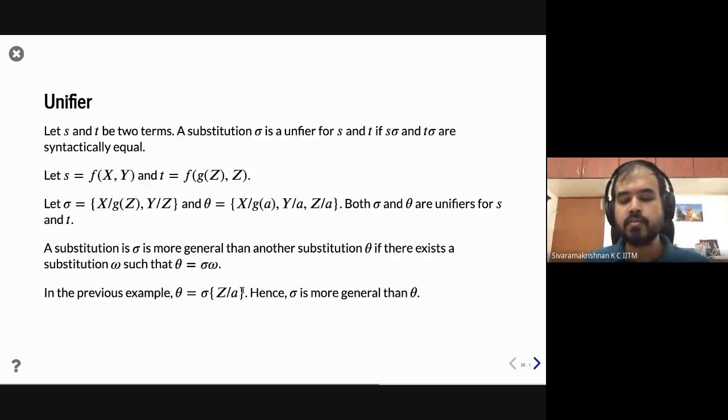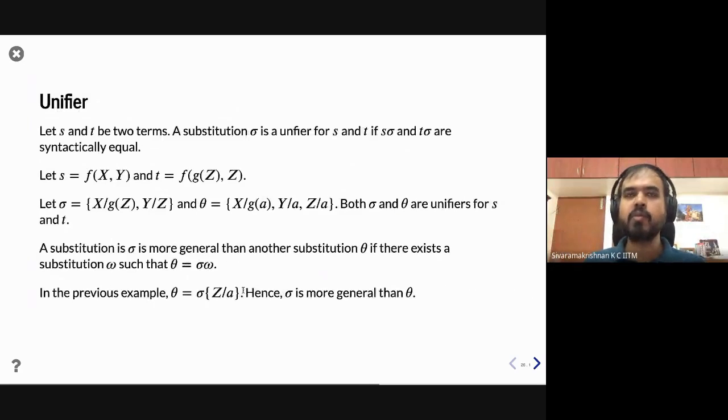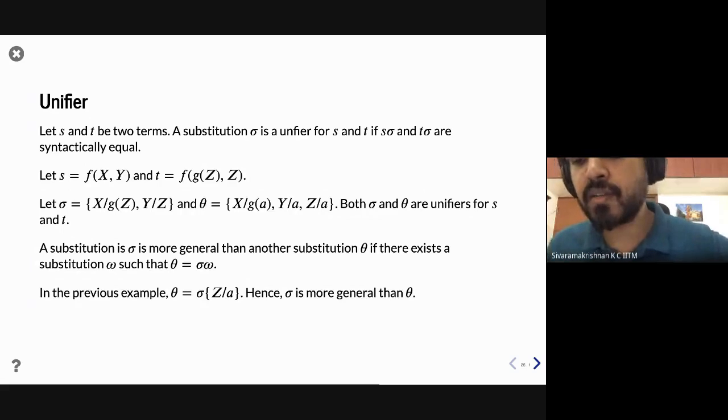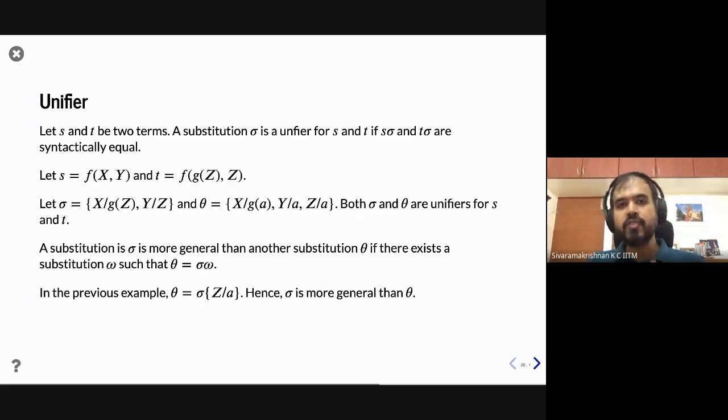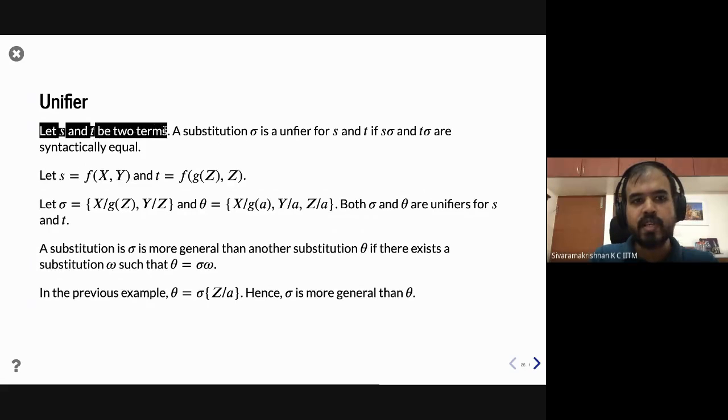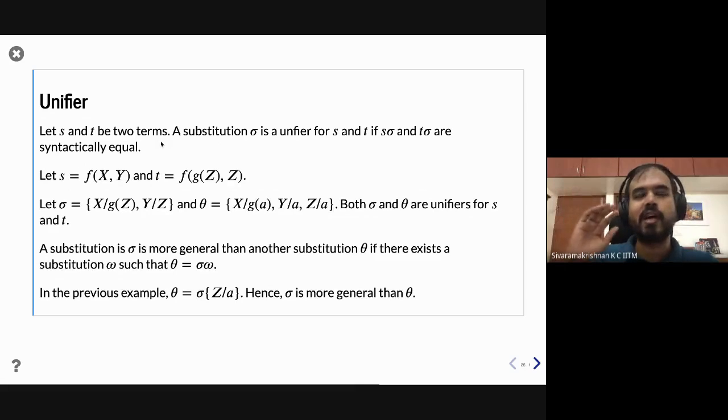Okay, so we've seen a lot about substitutions. Now we are going to think about unifiers. Unifiers are the mechanism by which we are going to perform unification, which lies at the heart of how Prolog does computation. So what is a unifier? Let S and T be two terms. These are two compound terms. These can be any terms.